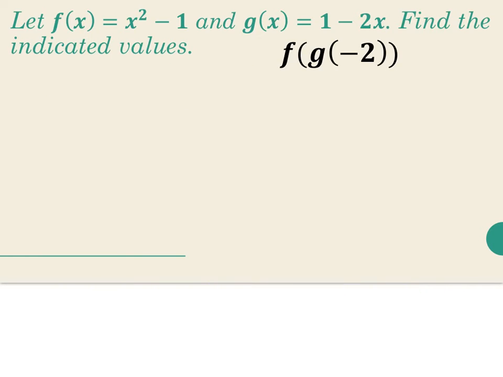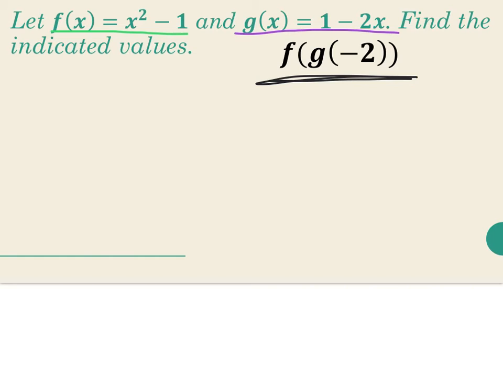This example for today is function notation, finding the indicated values. So it says I have an f of x function right here that says x squared minus 1, and I have a g of x function that is 1 minus 2x. I want to know what f of g of -2 is. Now this looks crazy, but always start from the inside and break your way out. It's like this -2 is trying to break out of jail.